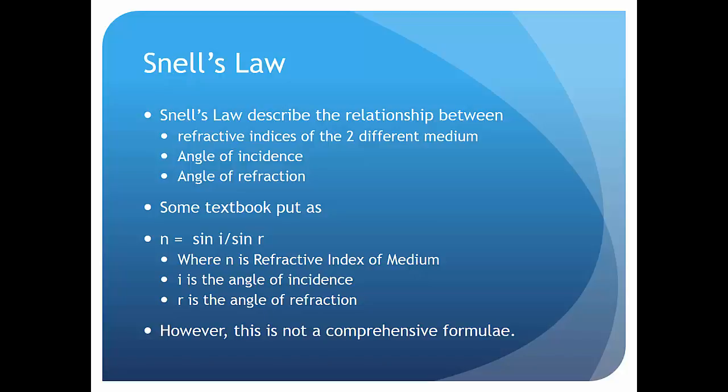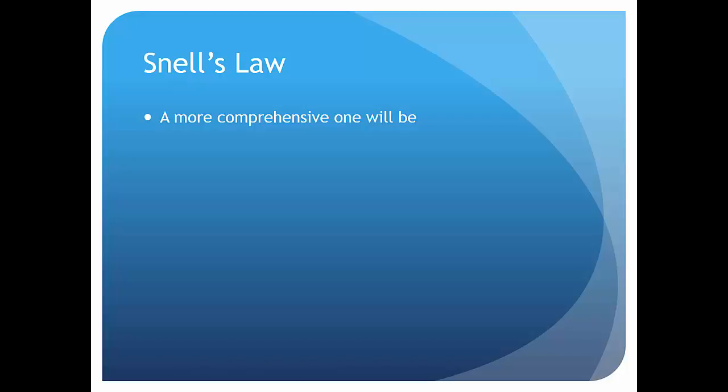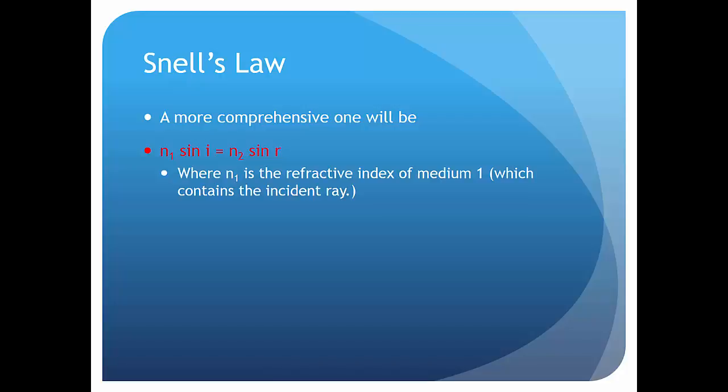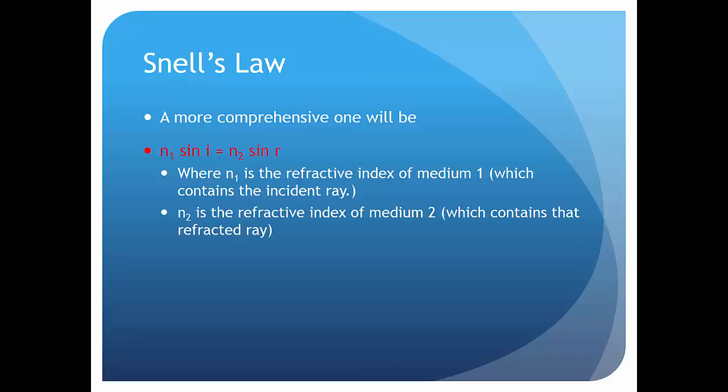So I'll introduce you to another formula. A more comprehensive one is something like this: n1 sine i equals n2 sine r. n1 is the refractive index of medium 1, which contains the incident ray. n2 is the refractive index of medium 2, which contains the refracted ray. It's very important for you to associate medium 1 with incidence, and medium 2 with refracted. So i is the angle of incidence, and of course r is the angle of refraction.